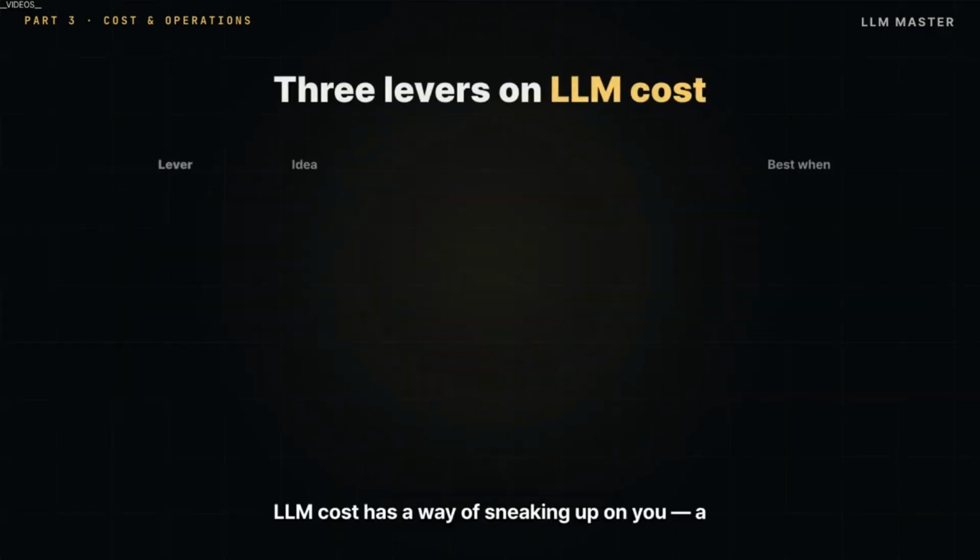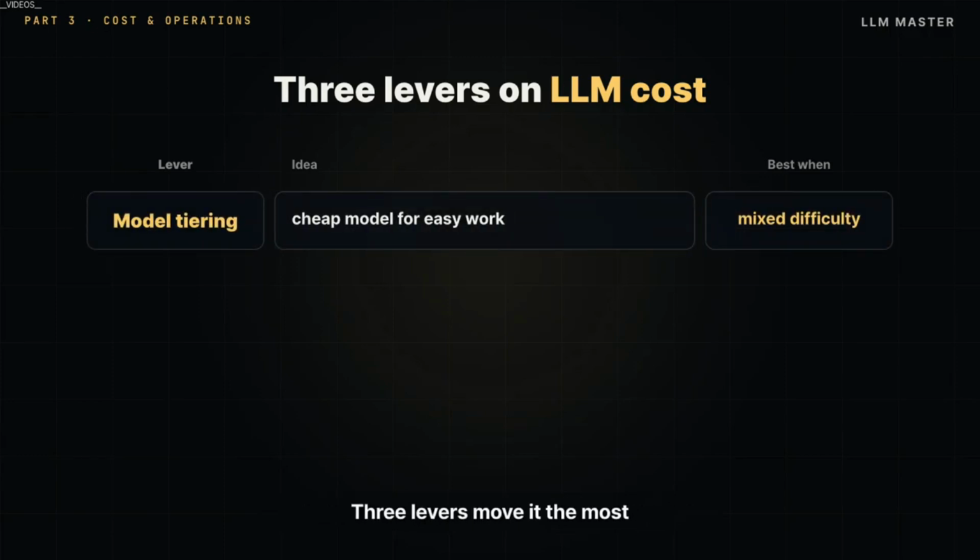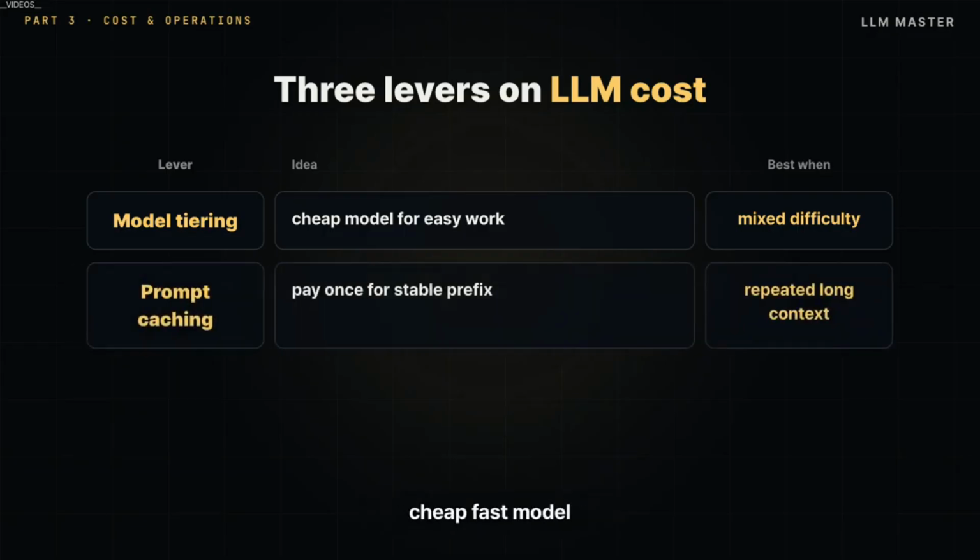LLM cost has a way of sneaking up on you. A feature that's cheap in the demo becomes a 5-figure monthly bill at scale. 3 levers move it the most. Model tiering. Don't send every request to your most expensive model. Route the simple ones, classification, extraction, short replies, to a small, cheap, fast model, and reserve the flagship for genuinely hard work.